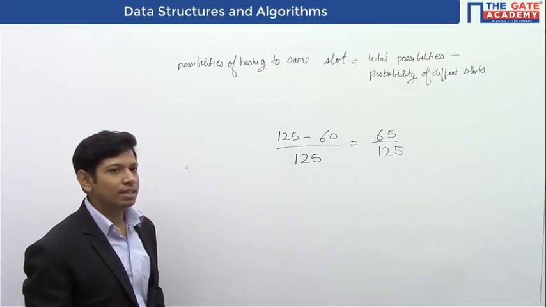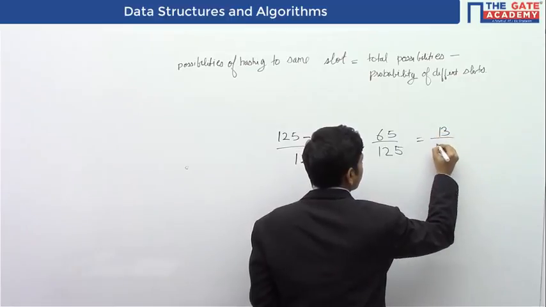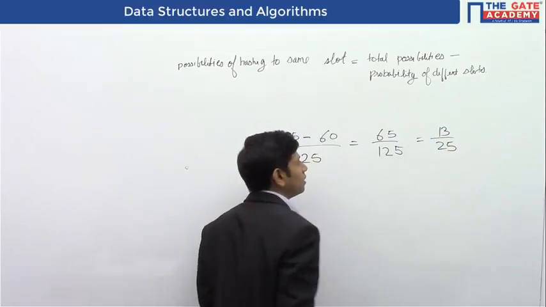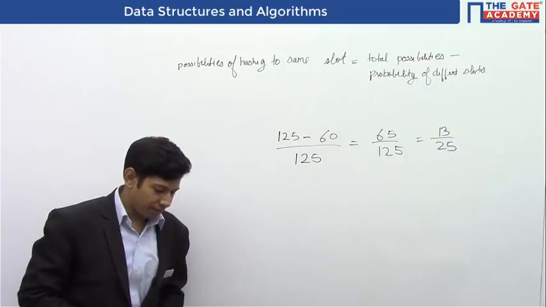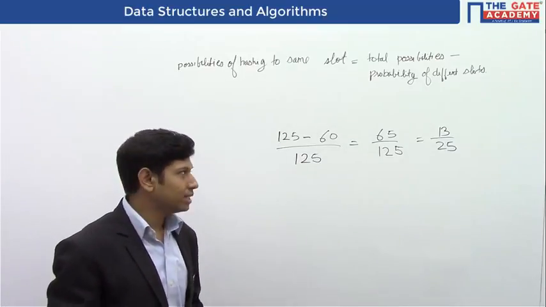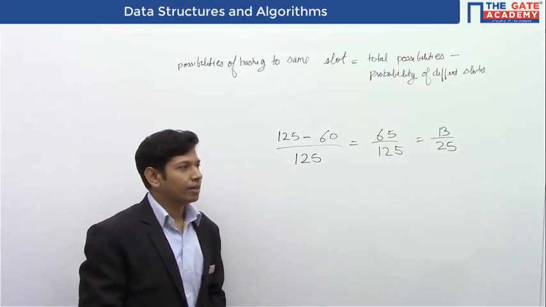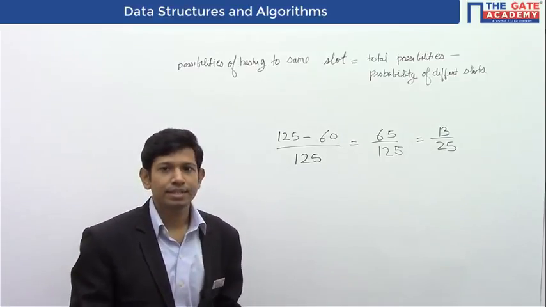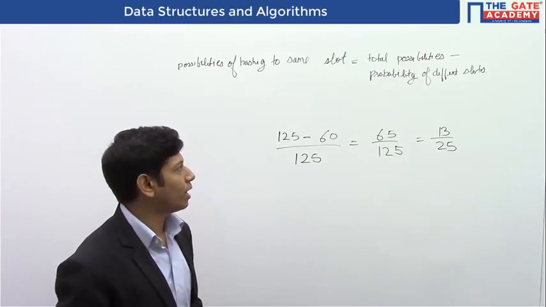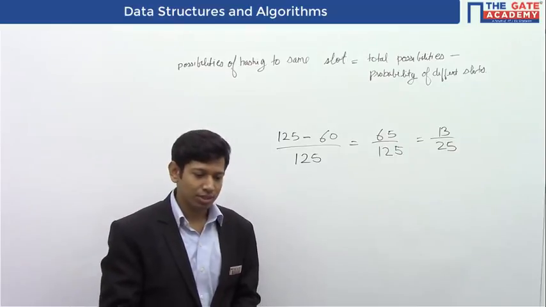So when we divide this, we obtain 13 by 25. This is the value that we obtain as the probability of 2 keys hashing to the same slot after performing 3 insertions. So this is how we have to find the probability of keys hashing to the same slot.